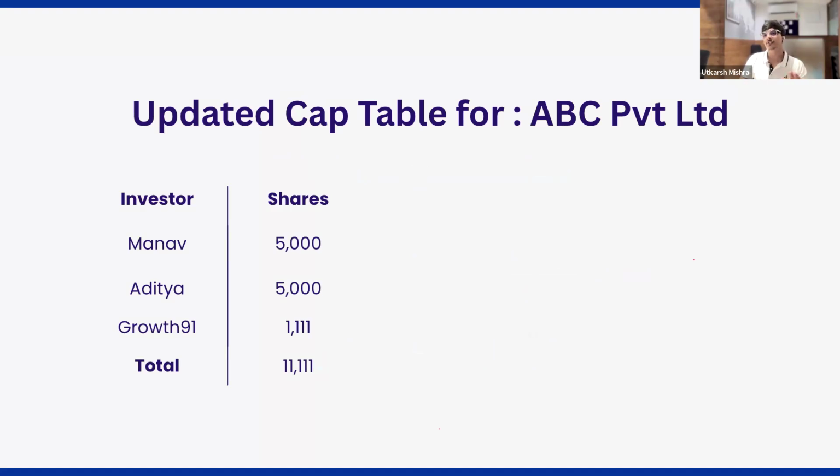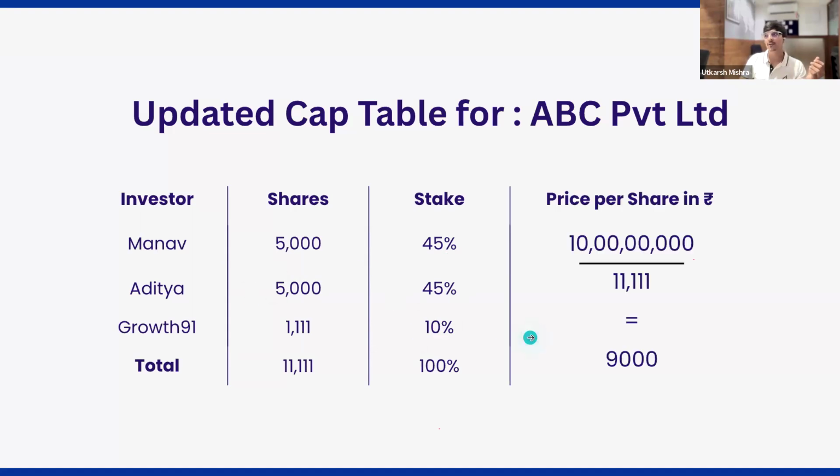It is important for founders to understand all this because you have to personally prepare cap tables at the initial stages. You will not hire a consultant, I assume, until you raise a pre-seed or seed round. So it is important to understand that every time dilution happens, new shares are issued, and now 45% stake each is with Manav and Aditya, and 10% will go to Growth 91.